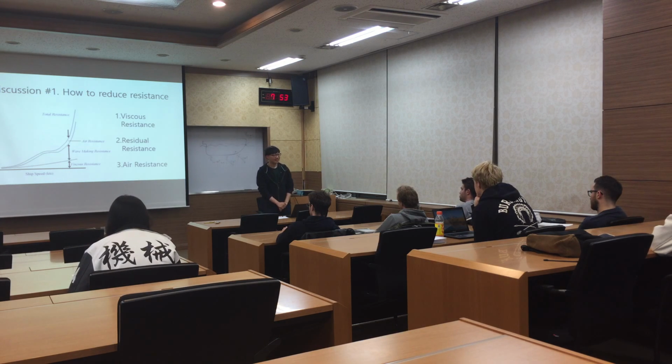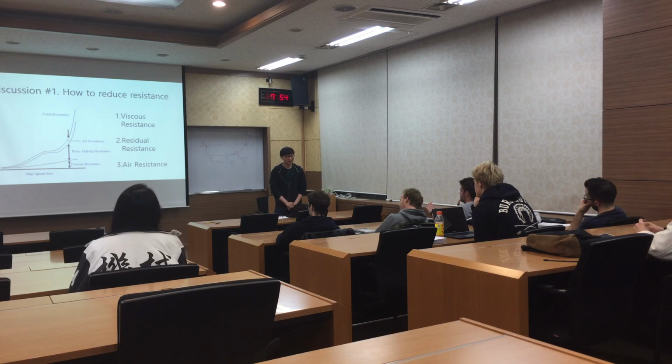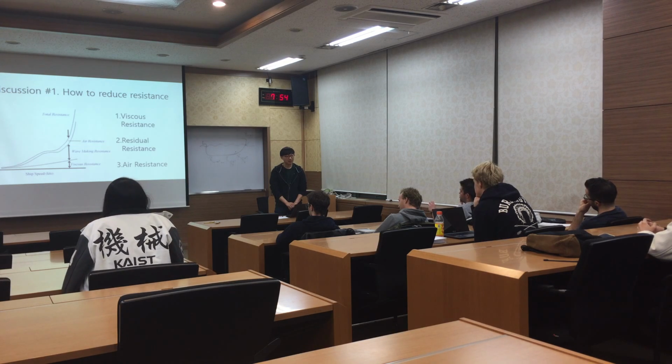The easiest way to reduce the residual resistance is by going by a submarine, so you have no waves at all. And the best way to reduce the viscous resistance is, for example, using a catamaran. The lower the draft is, the lower the viscous resistance. So you have to decide what is more important for you. And also for the air resistance, when you have a submarine, there is no air resistance in the water. But the air resistance is the smallest part.